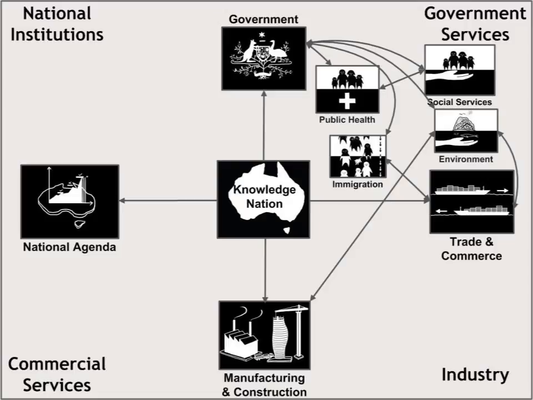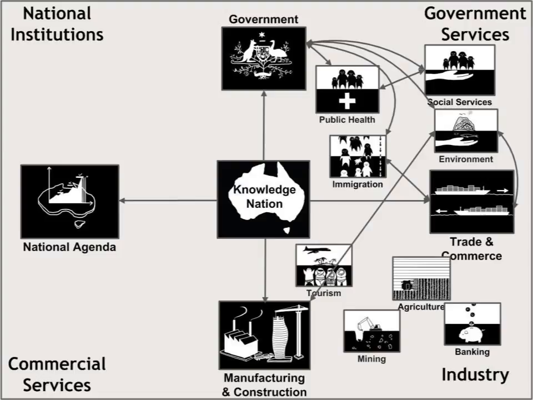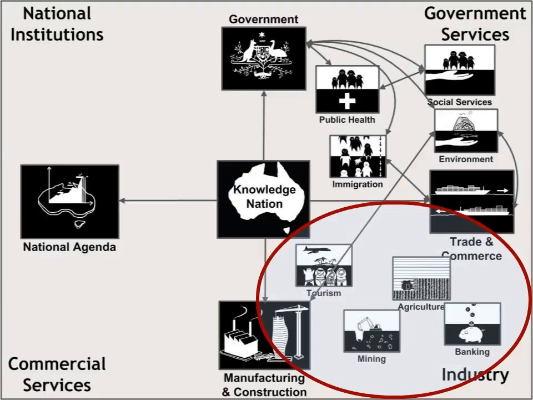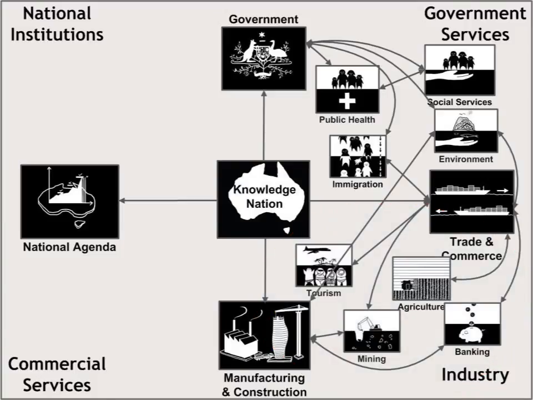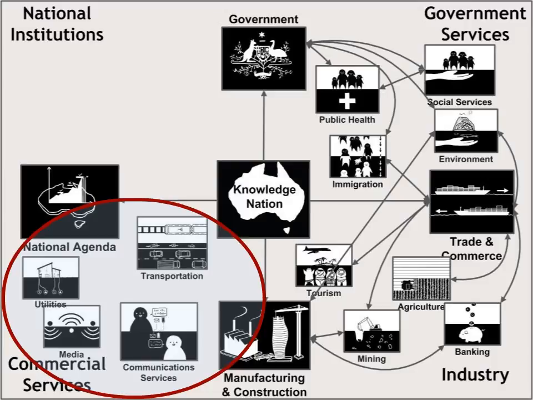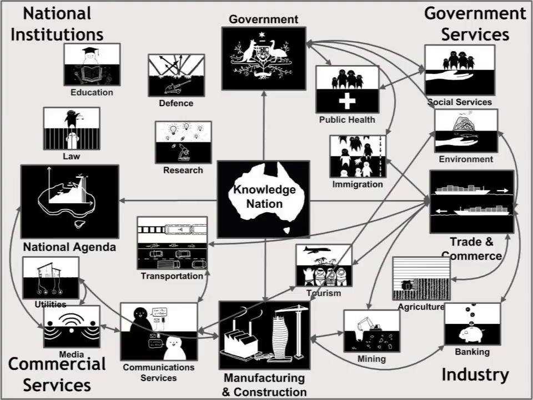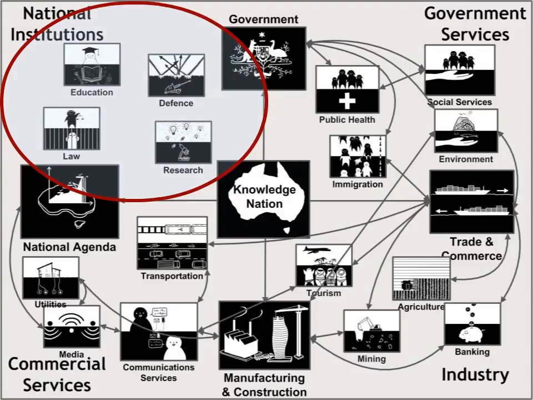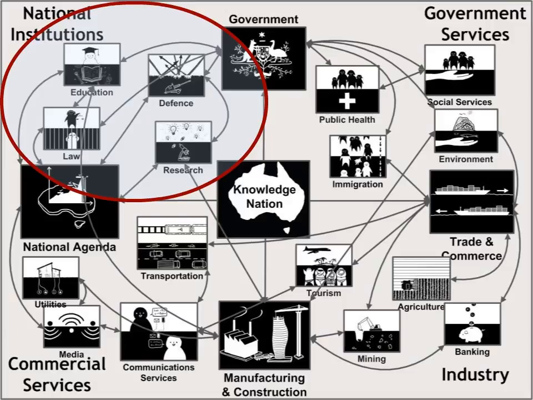I would work through this quadrant by quadrant, building up the explanation as I go. The industry quadrant plus relationships. The commercial services quadrant plus relationships. And finally, the national institutions quadrant plus relationships.